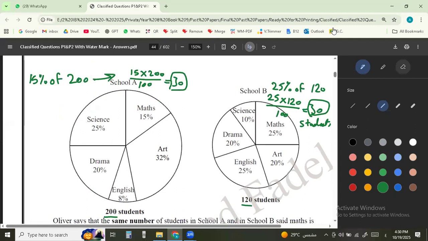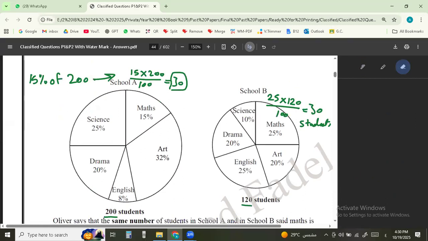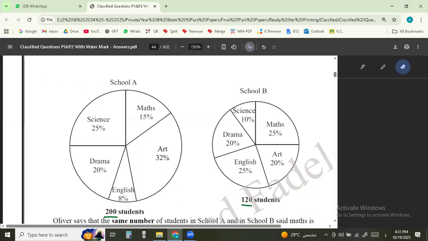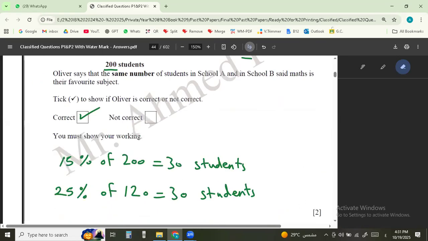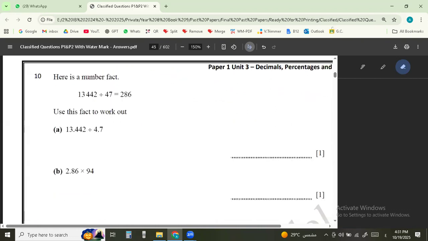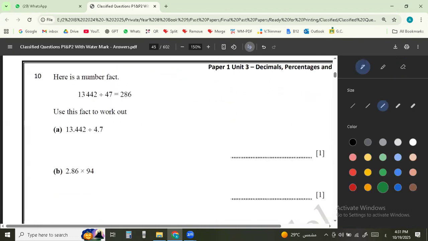I'm going to go up and erase this just to keep it in the right place. All right, so the next question. Here, there is a fact. Use this fact to work out this. If I got this one and I need to divide it by this one, the answer is definitely 47. But they changed something over here. They said it is divided by 4.7.